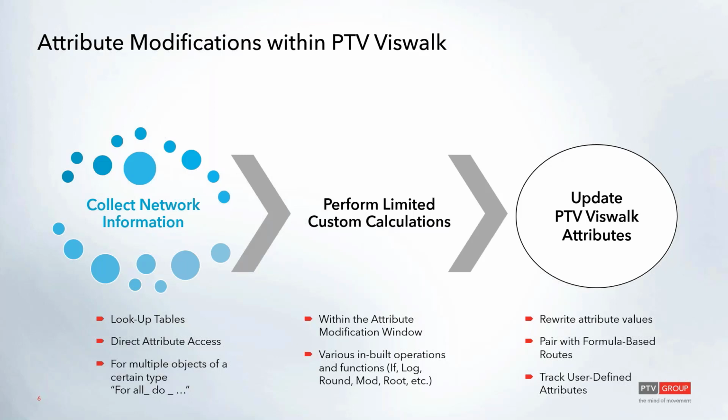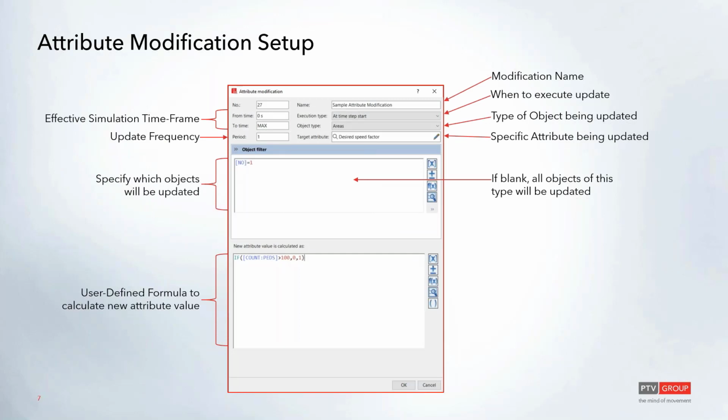Or you can use attribute modifications on network objects like areas, ramps, obstacles, or links. And then within the attribute modification, you can again put in some custom calculations: if functions, logs, rounding, modulus, roots, etc. Then you would write that back into existing attribute values, or compare it with formula-based routes or user-defined attributes as well.